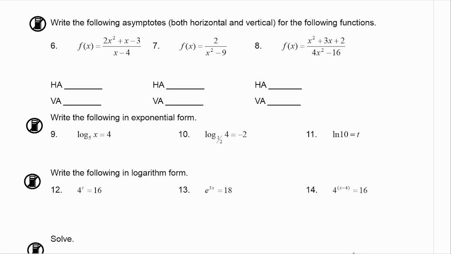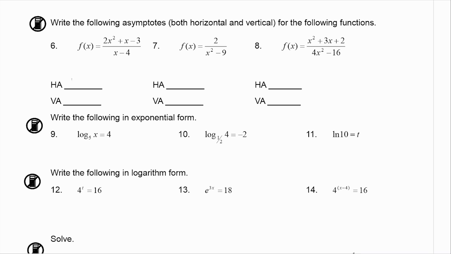Okay, ladies and gentlemen, welcome to page 2 for Unit 5. We are going to be starting with number 6. Write the following asymptotes, both horizontal and vertical, for the following functions. So, for the horizontal parts, I have to look at whether the equation is going to be top heavy, bottom heavy, or equal heavy. Looking at the x squared right here, this is considered to be top heavy because it has a higher exponential value for the variable x.